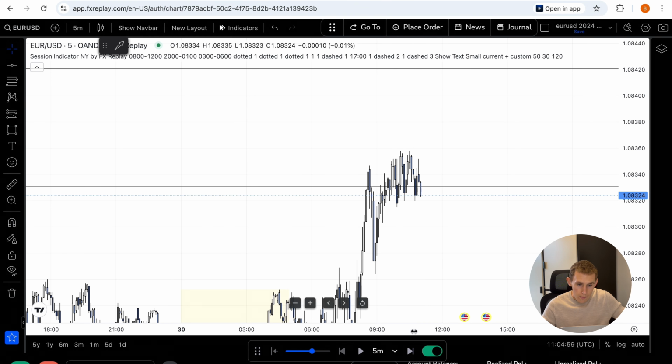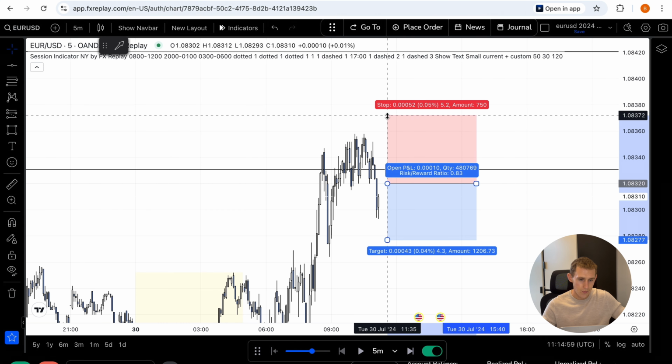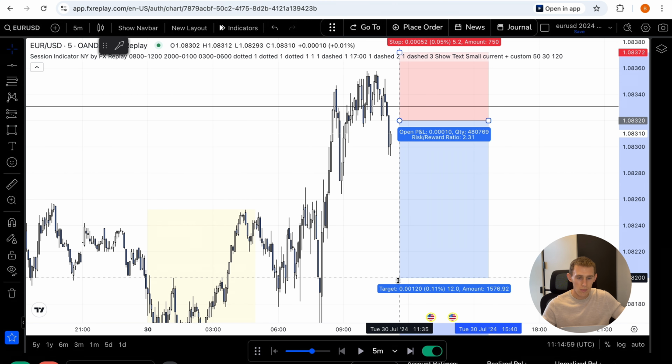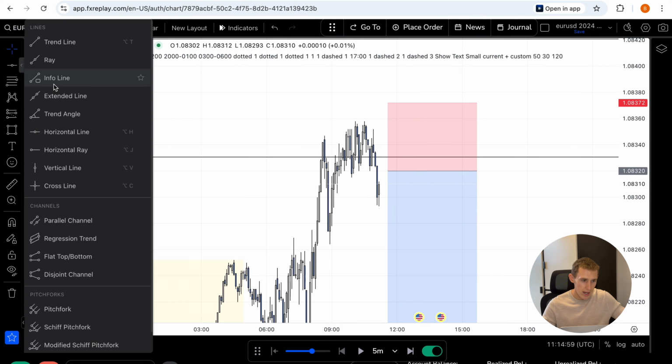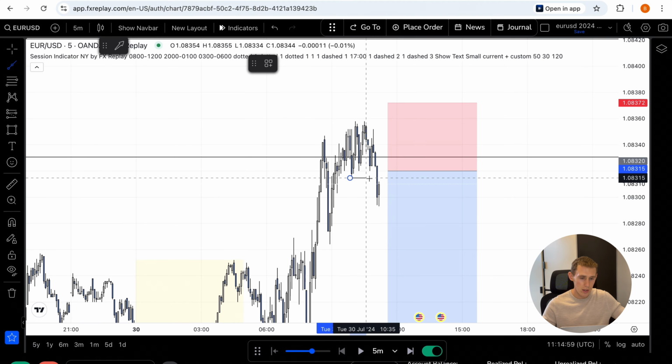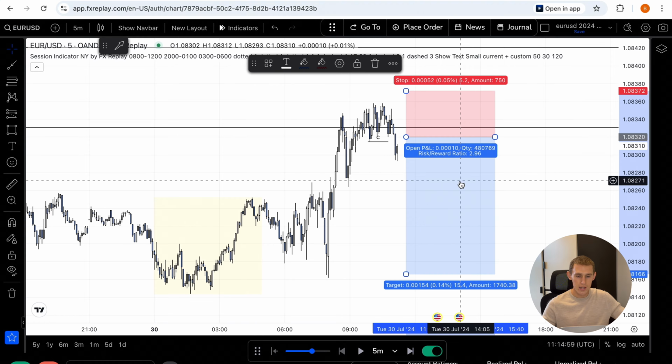Slightly aggressive entry, but I'm going to take this. Reason for this, we've had a sweep of this high. We've then technically had a change of character. I'm quite confident in this one because we've got a lot of confluences aligning. We've had Asia high taken, we're in this higher time frame supply, and we are in an overall bearish market.